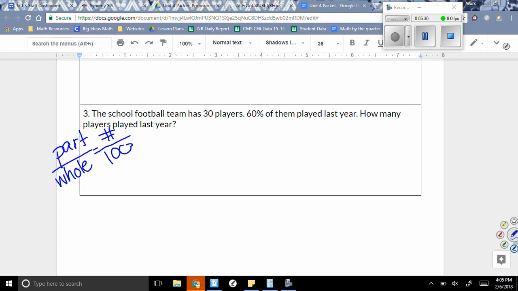So I'm going to read through this and try to figure out your important information. The school football team has 30 players, so I'm thinking that's probably pretty important. I'm going to remember that. And 60% of them played last year. So there's another important number here. How many players played last year?